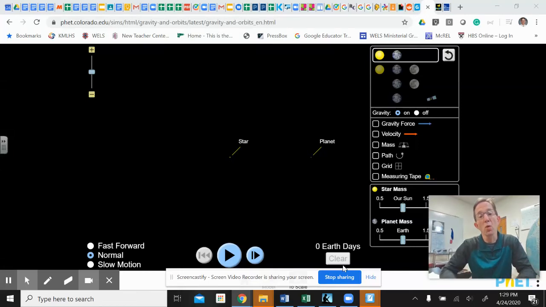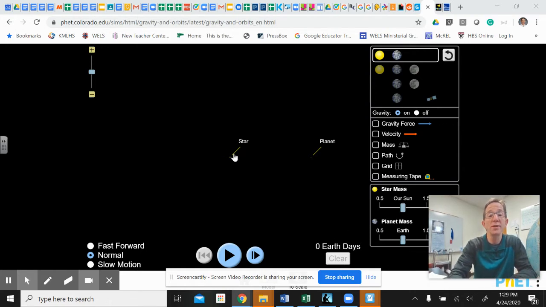Hey class, today we're going to review Newton's laws of motion, and we're going to apply those to explain how the sun, the earth, and the moon all move. So first off, I'm using the PhET simulation here, and I just want you to get a picture of how vast and huge our solar system is.